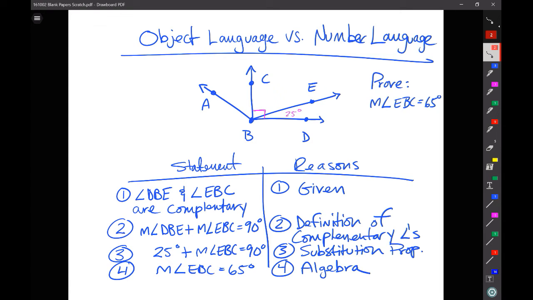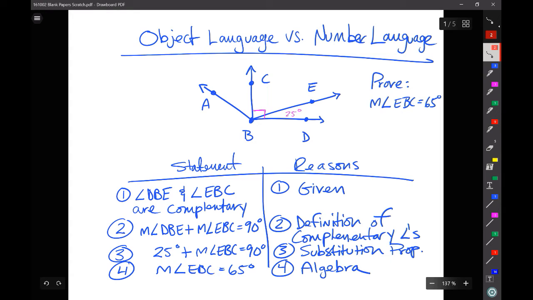Now, one other thing I want to point out about the proofs: when you look at the difference between line 3 and line 4, you should notice that I took off 25 degrees from the left side of the equation and I took off 25 degrees from the right side of the equation, leaving me only with the measure of angle EBC, right? Measure of angle EBC being equal to 65 degrees. Taking away equally from both sides of the equation, that was the subtraction property of equality, right? But because our proofs are going to be containing a lot more geometry stuff in there, we want to sort of sum all of that up.